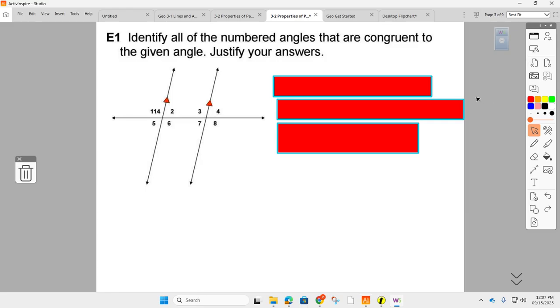Identify all of the numbered angles that are congruent to the given angle. So the given angle, these angles are all just numbered to give them a name, except for this one. They're giving it a measure of this angle.